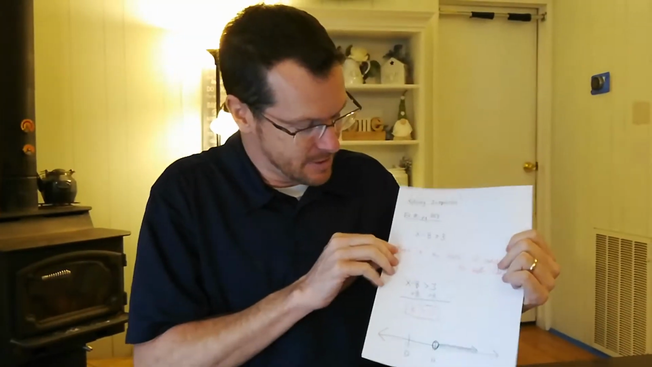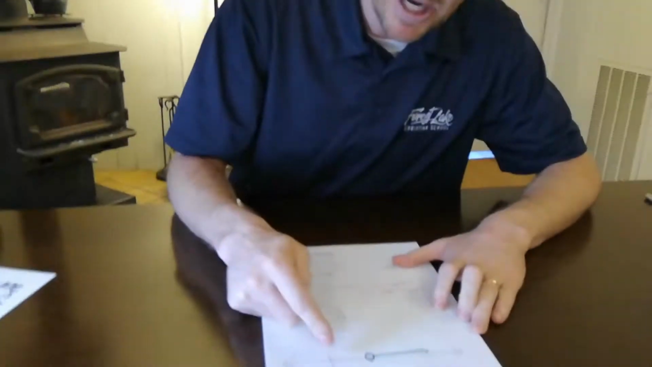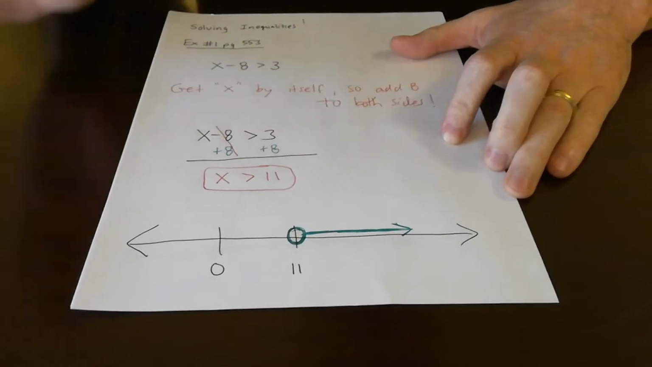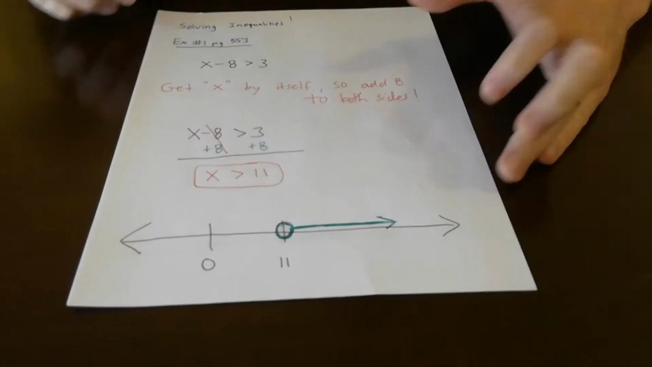So at this point, x is greater than 11, so you have an open dot. Don't include 11. 11's not in it. It's just the stuff bigger than 11. Okay, we all good? Let's go ahead and keep on going.